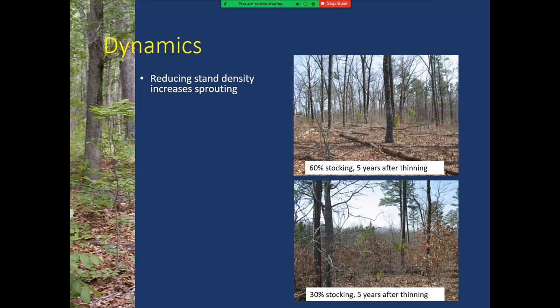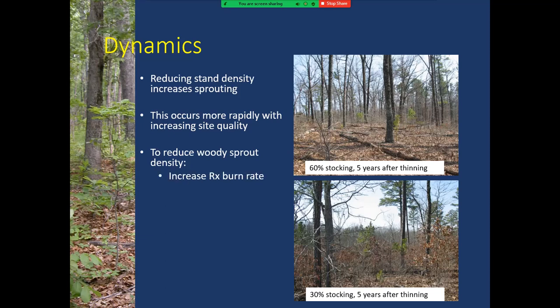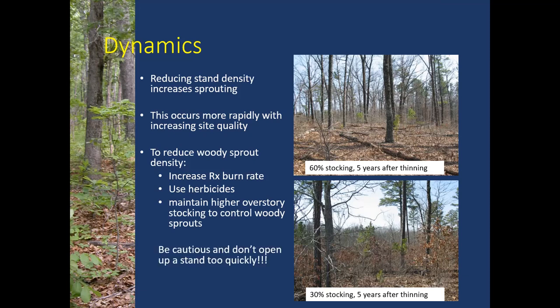Reducing stand density increases sprouting, which can be an issue in management. This occurs more rapidly with increasing site quality. To reduce woody sprout density, consider these: increasing the prescribed burn rate and looking at more burns in the fall, using herbicides and cut stump treatments and hack and squirt, maintaining higher overstory stocking to control woody sprouts.